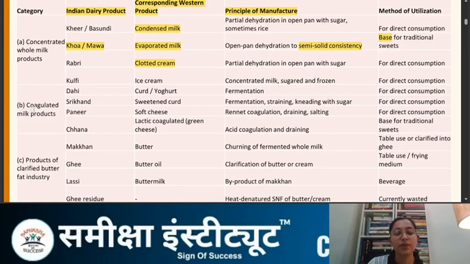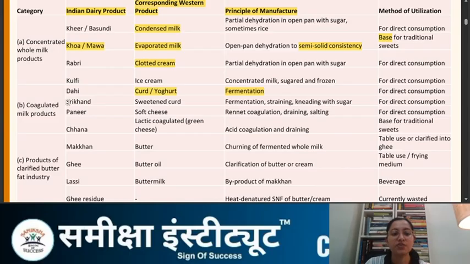Next, coming to the coagulated milk products. So what is coagulation? It is basically coagulation of the milk protein that we studied in the first and second classes. Dahi is basically a fermented product, where the fermentation process is being done. The corresponding Western product we call curd or yogurt.